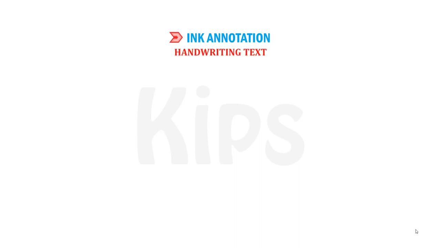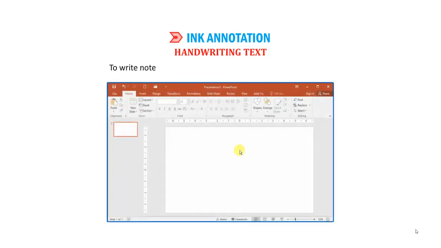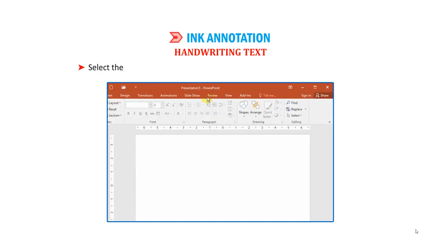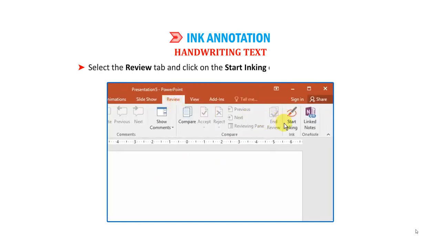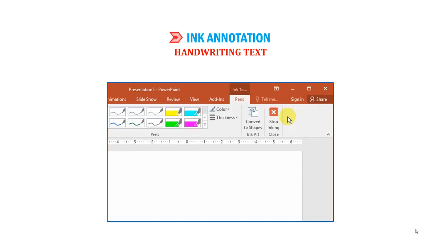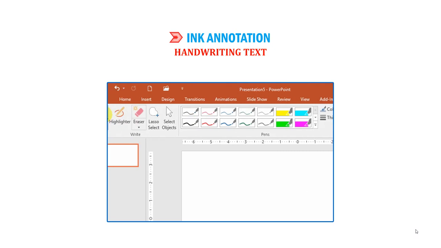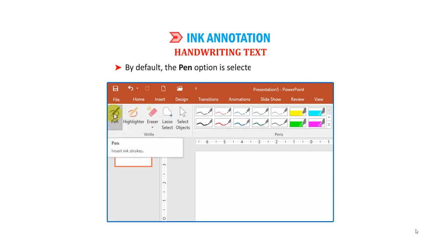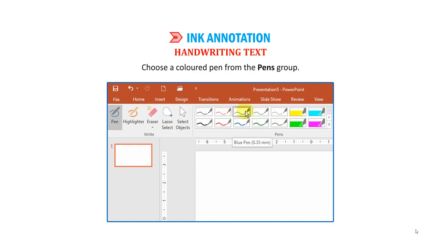Let us learn how to handwrite the text. To write notes in your own handwriting, follow the given steps. Select the Review tab and click on the Start Inking option from the Ink group. This will display the Pens tab with various ink tools. By default, the Pen option is selected in the right group. Choose a colored pen from the Pens group.